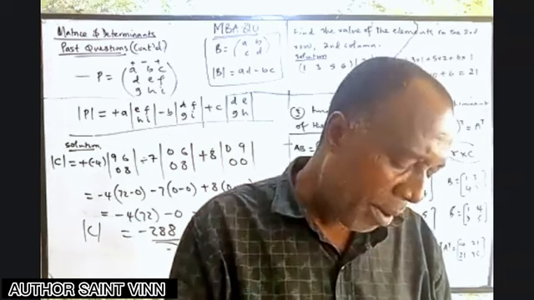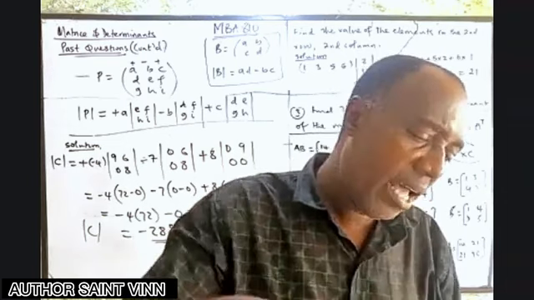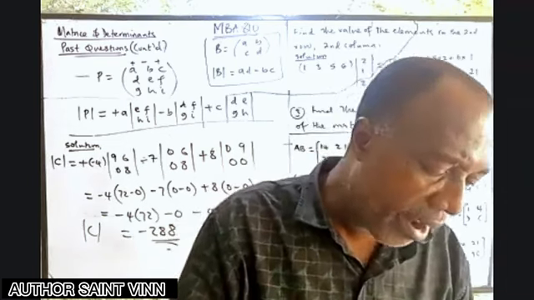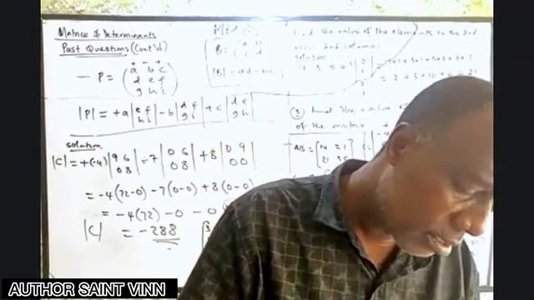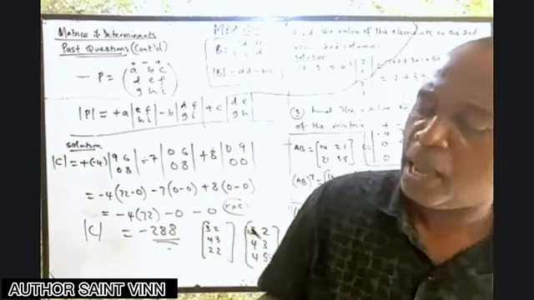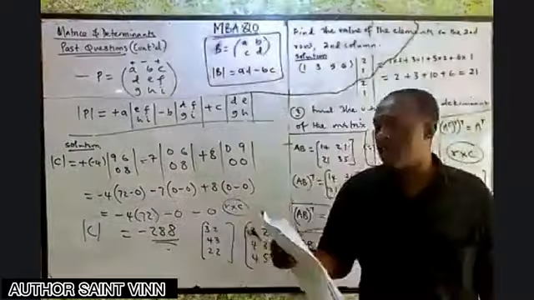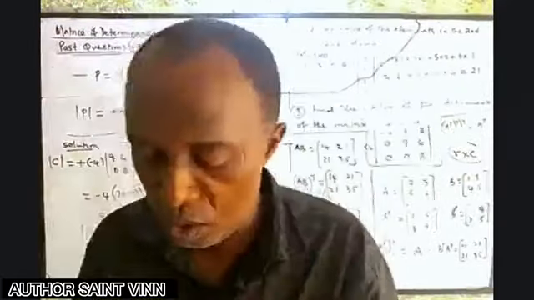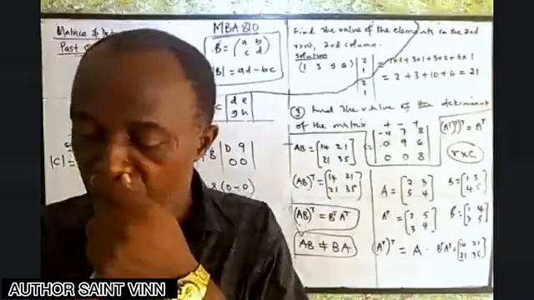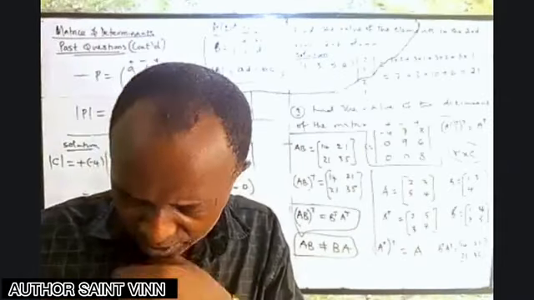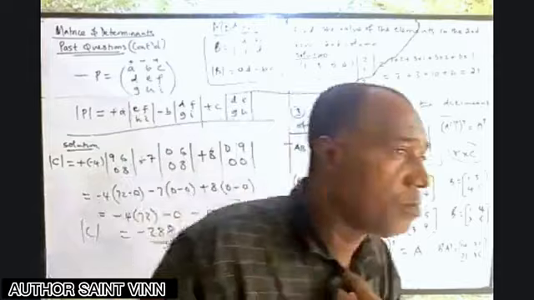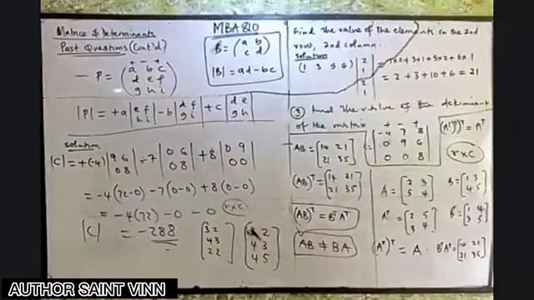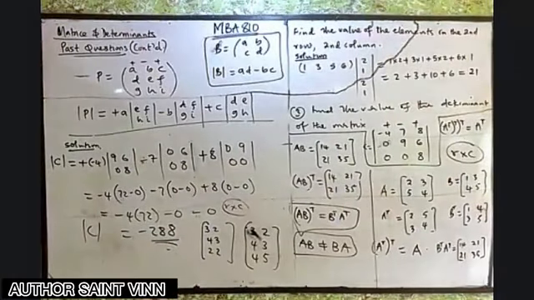A square matrix is said to be singular when determinant of A is not 0, determinant of A is 0, determinant of A is 1, determinant of A is okay.